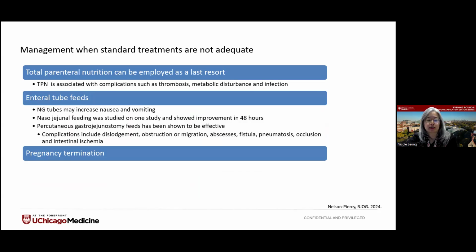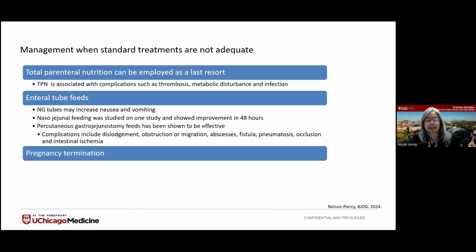An NG tube could be so irritating to your throat that it potentially makes nausea and vomiting worse. You could do a nasojejunal feed, which has to be placed endoscopically or under ultrasound, and that could potentially help. And then there are GJ tube feeds, so you can put a PEG tube in and feed that way, but there can be complications with that as well. It can get dislodged, it can get obstructed, or cause a fistula. So these are really last resort things in a highly desired pregnancy and severe hyperemesis.